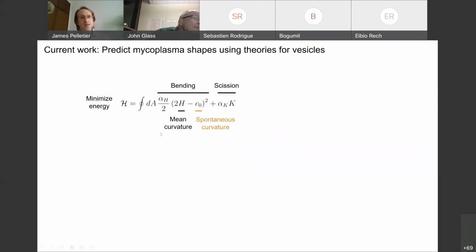In particular, this is an equation that describes the bending energy of a membrane. Similar to the way a one-dimensional spring will try to relax to some equilibrium shape, this equation describes how a vesicle will try to relax to its equilibrium shape. And a key parameter here is called the spontaneous curvature, which is related to the intrinsic curvature in the absence of any external force.